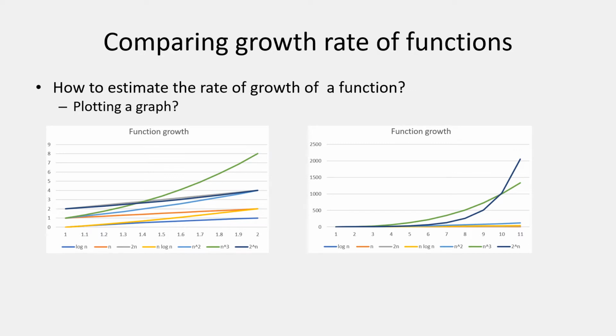The first graph was for values of functions from 1 to 2. The second graph is for values of functions from 1 to 11. And you could see how 2 to the n, which wasn't really doing much between 1 and 2, by 10 has overtaken n cubed, and it seems like it will keep going and going. So which one of this group grows fastest? So far, 2 to the n seems like the likely candidate. And well, indeed, in this group of functions, it will be 2 to the n.